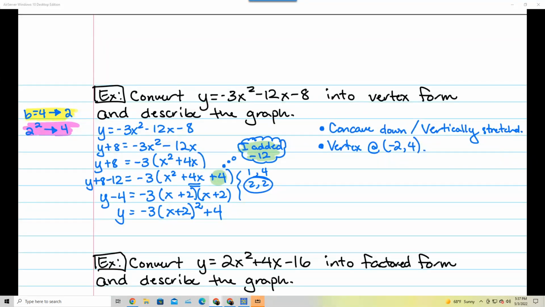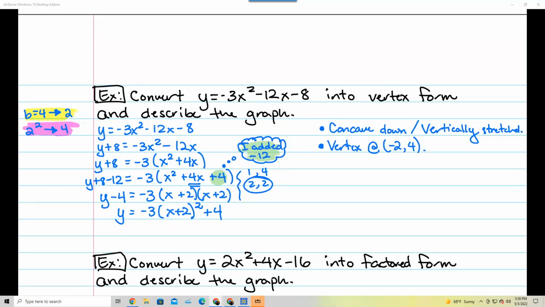So I know it's concave down. I know it's vertically stretched. I know my vertex is at -2, 4, and I should be able to figure out one more thing. And that one last thing is, where is the line of symmetry? The line of symmetry is always passing through your vertex, and it's always x equals something. Remember that this is your x, y right here. It's x equals something, and it passes through your vertex. Your x needs to be -2.